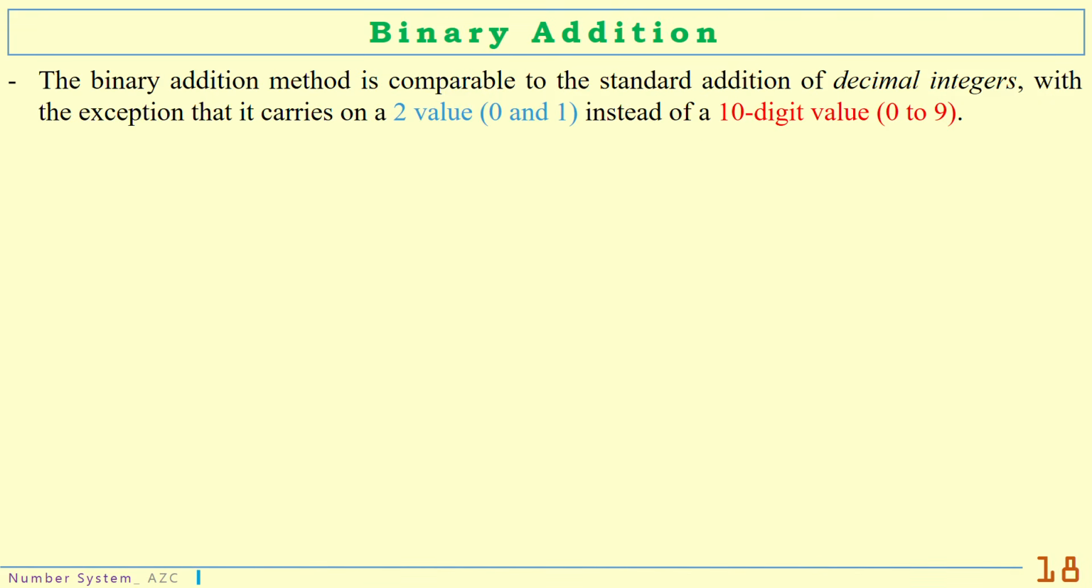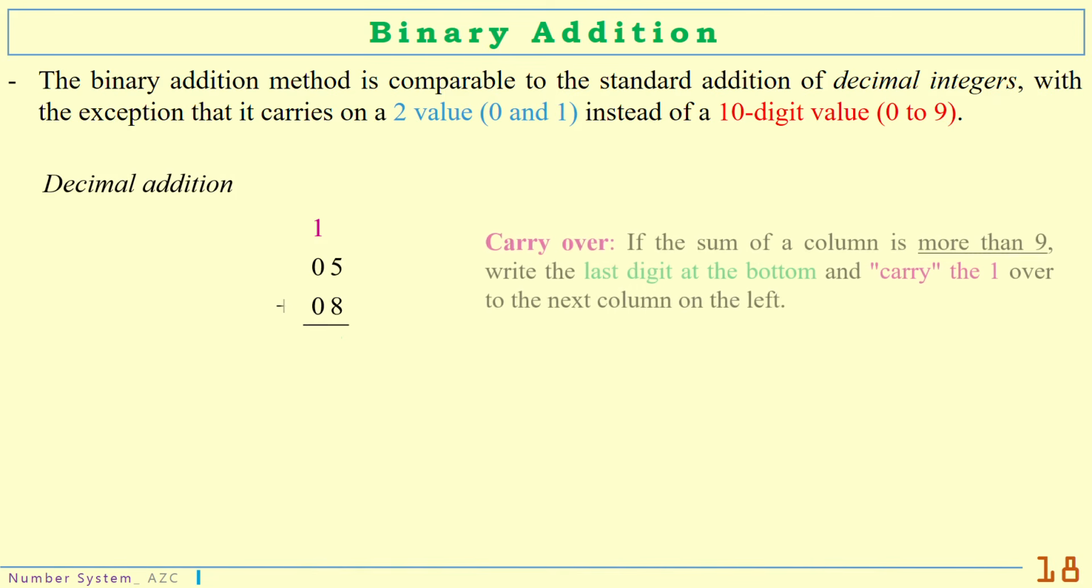Binary addition. The binary addition method is comparable to the standard addition of decimal integers, with the exception that it carries on a 2 value, 0 and 1, instead of a 10 digit value, 0 to 9. Let us see an example of decimal addition.